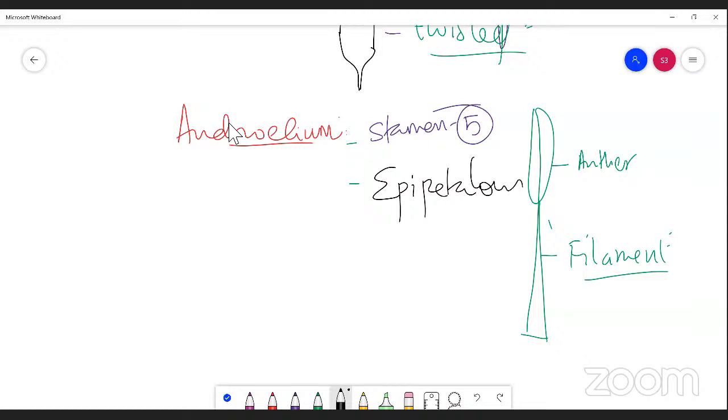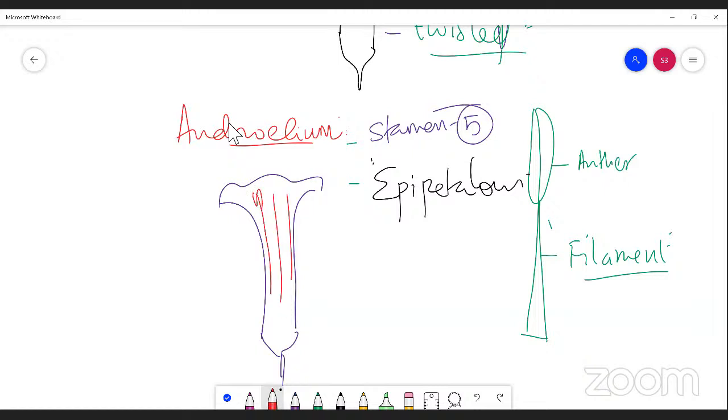Epipetalous. Epipetalous means... now this is a flower. Dear student, please understand and follow me. This is a flower of Datura metel, right? In which the stamens are inserted in the middle of the corolla, I mean, at the basal region of the filament.